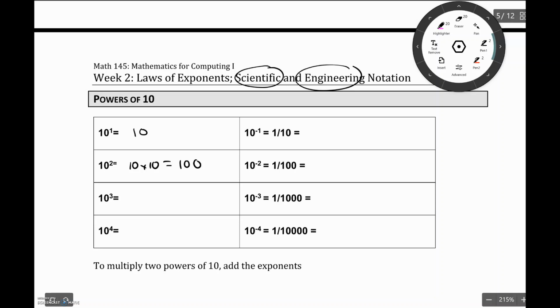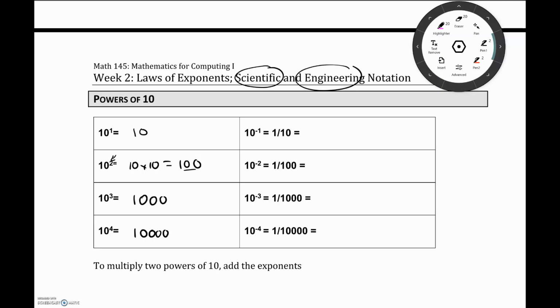Notice something here. 2, you have 2 zeros, is 100. So we can see the pattern that 10 cubed is going to be a 1 with 3 zeros. It means 10 multiplied by itself 3 times. 10 to the 4th is just a 1 with 4 zeros.